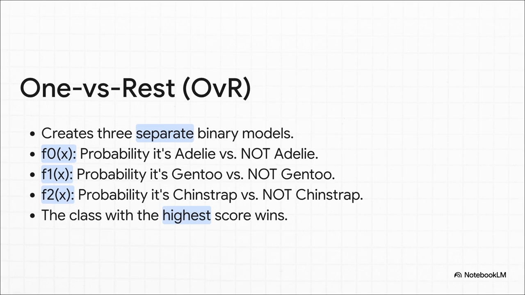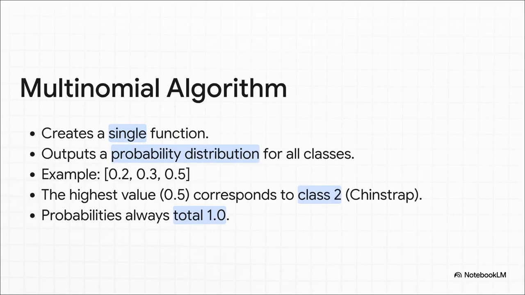So when a new unknown penguin shows up, we basically ask all three of our specialists for their opinion, and whichever one shouts the loudest, has the most confidence, that's the one who gets to make the final call. Now, the multinomial approach is more of a generalist. It builds just one single smarter model that weighs all the possibilities at the same time. So for any given flipper length, it spits out a confidence score for each species, like you see here. It might say, I'm 20% sure it's an Adelie, 30% sure it's a Gentoo, but I'm 50% confident it's a chinstrap. So guess what? It picks chinstrap.